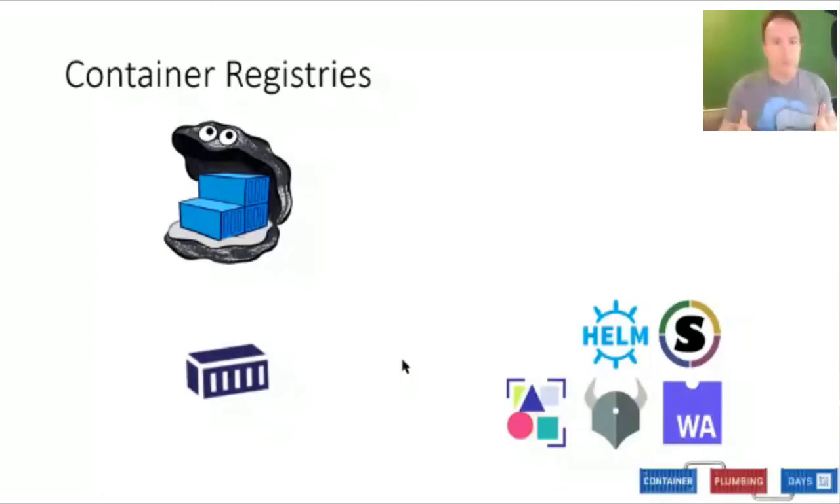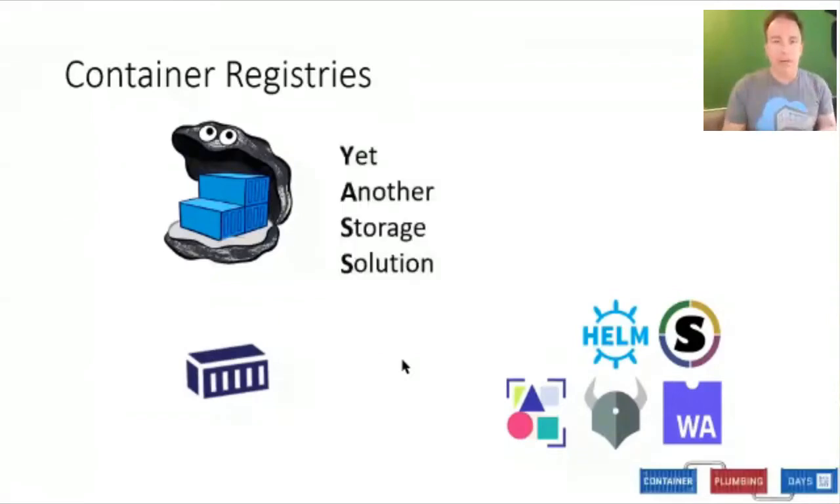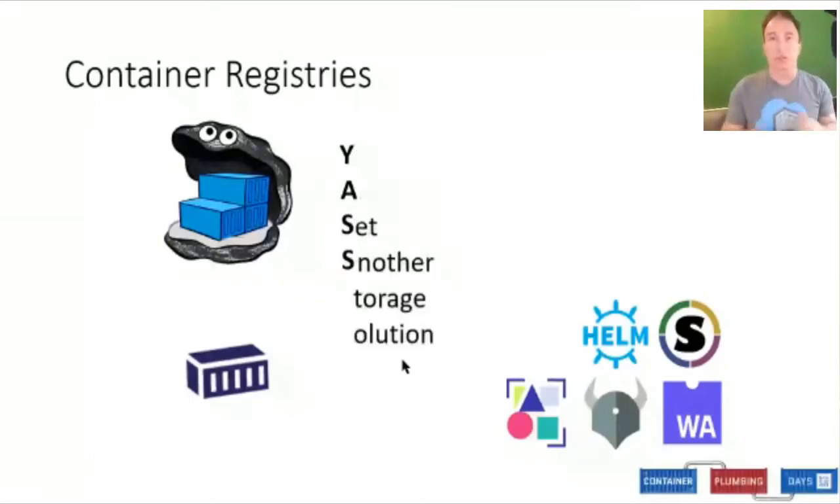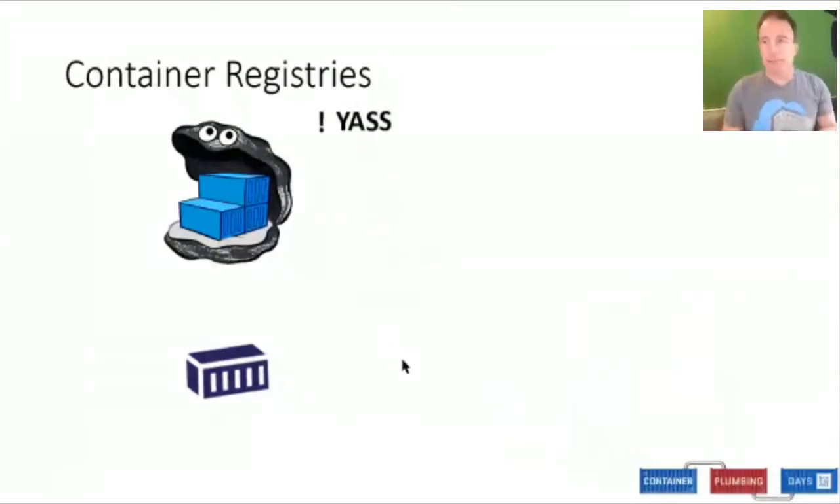So it turns out people are already storing these in registries. How do we level that up and enable registries to store other artifact types, so I don't have to build yet another storage solution or a YAS?